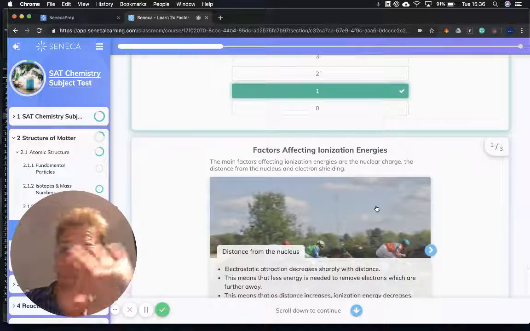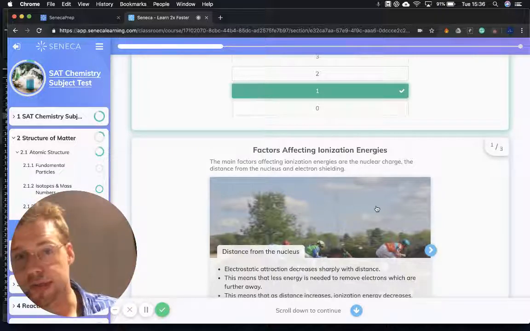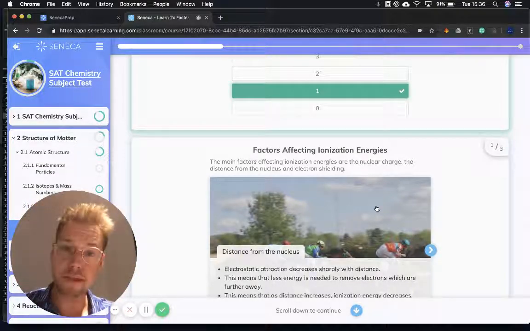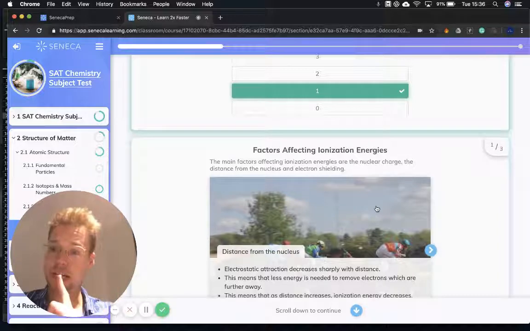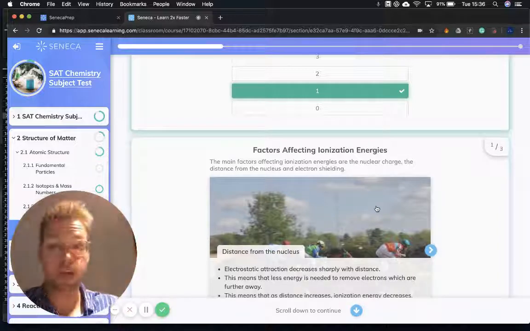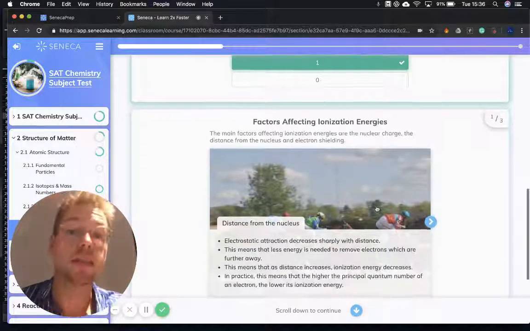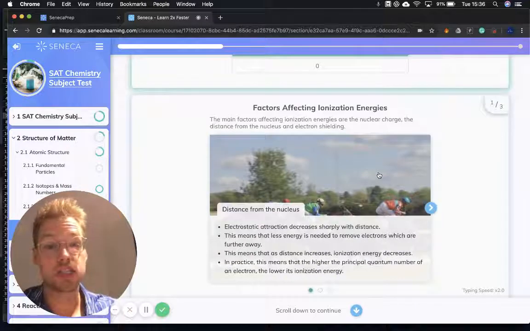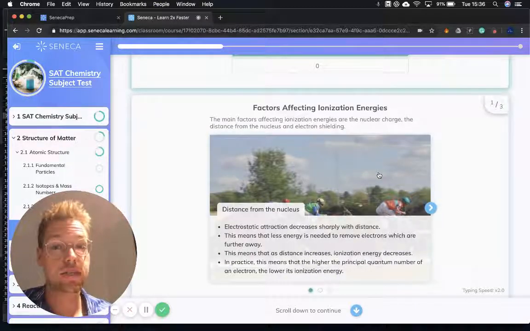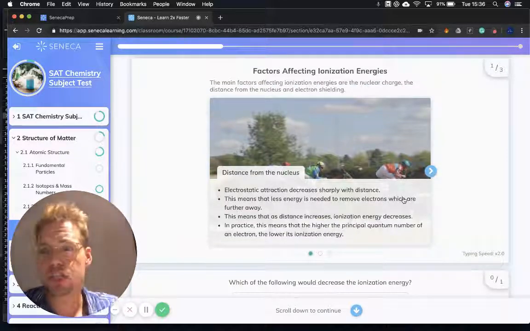Now, before we get into trends, because I know that's why you're here, we need to talk about the factors affecting ionization energies. You ready? You better be ready. So let's get ready. The main factors affecting ionization energies are the nuclear charge, the distance from the nucleus, and electron shielding, which is my favorite one. It just sounds cool. Electron shielding.